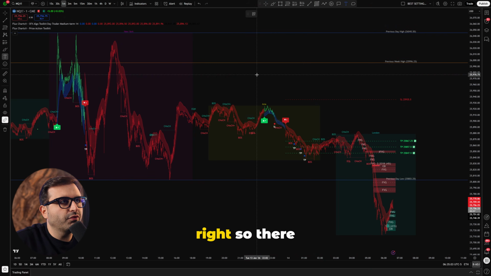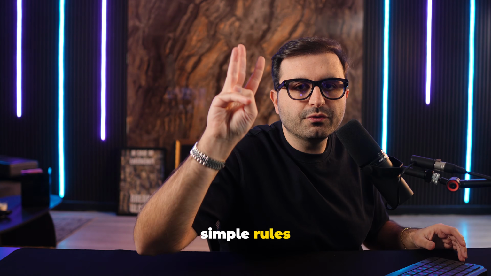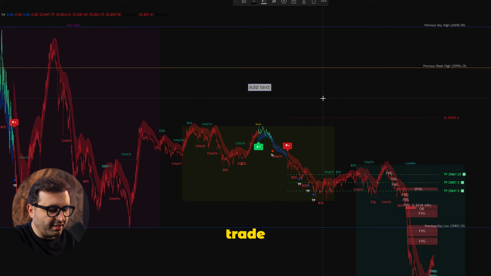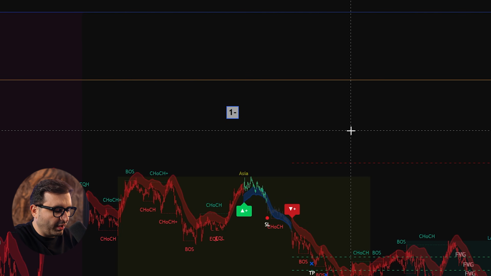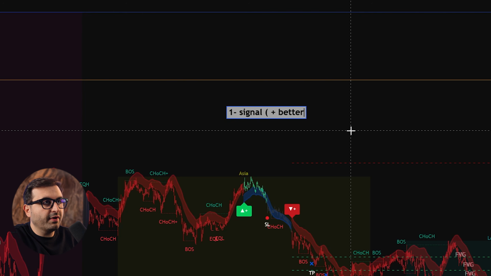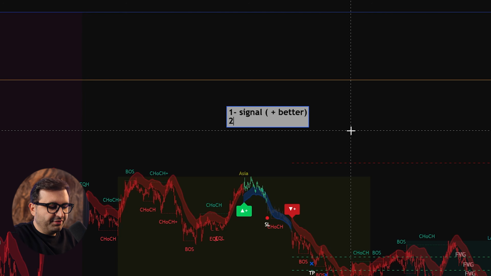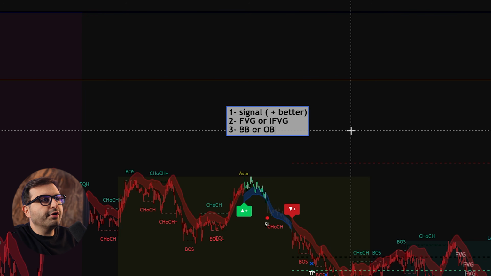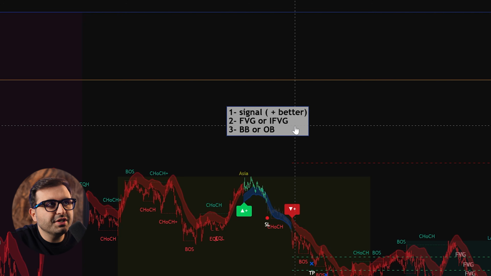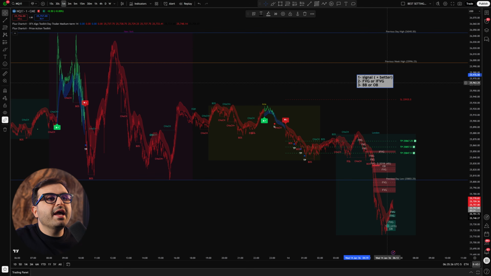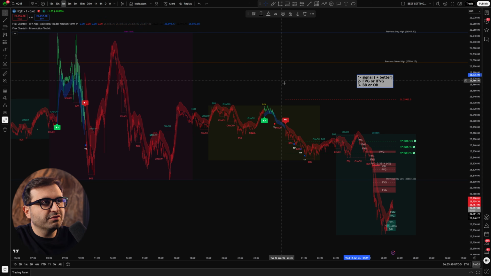How do I execute, right? There are 3 simple rules before I execute my trade. Let me type that here. First one, signal. But if it comes with the plus, it is better. All right? This is the first one. The second one is the FVG or IFVG, doesn't matter. Third one is the breaker block or order block. So these 3 simple rules are able to give me the money I need from the markets using Flux Charts.